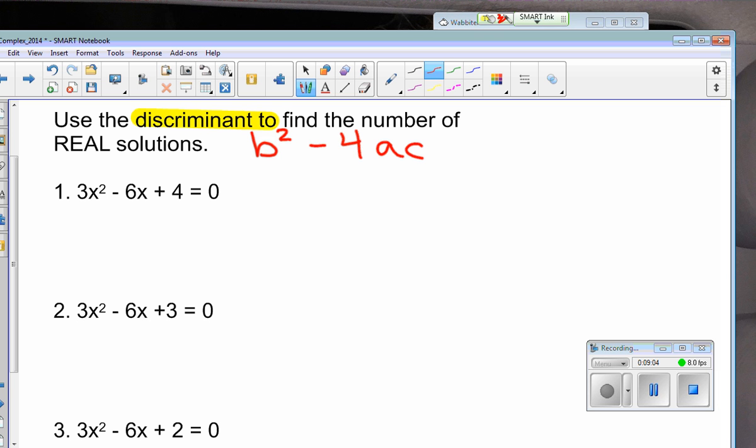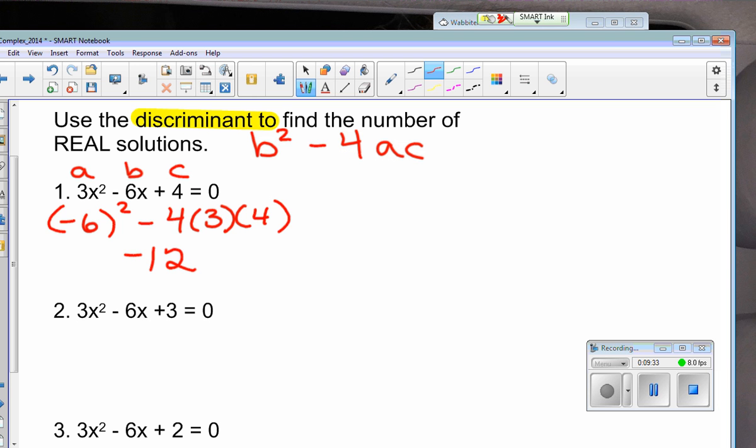Okay. Very good. B squared minus 4ac, so it's underneath the square root. So let's do number 1. Let's figure out what the discriminant is. So b squared. A is 3, b is negative 6, and c is 4. Negative 6 squared minus 4ac. What number do I get? Negative 12.